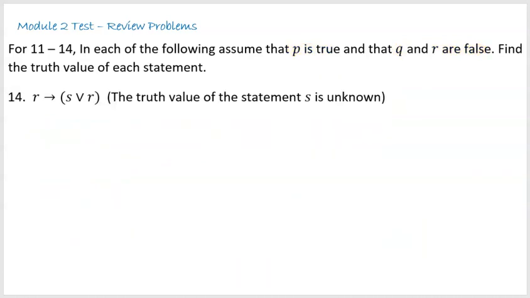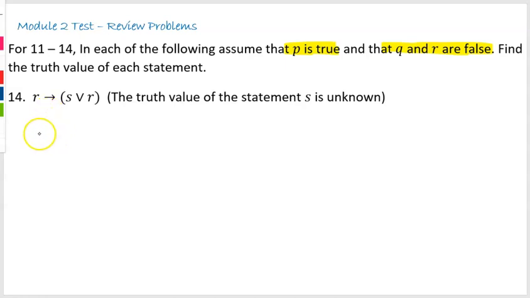All right, so number 14. Again, we're assuming that P is true and that Q and R are false. So I'm going to jump in my statement right here and substitute. So each time I have a P or a Q or an R or an S, whatever it says, I'm going to substitute. Now, it might throw you off for just a minute because notice there's an S, but it doesn't tell us anything about S in this problem. The truth value of the statement S is unknown. We don't know the truth value of S. Can we do it? It kind of depends on the problem.